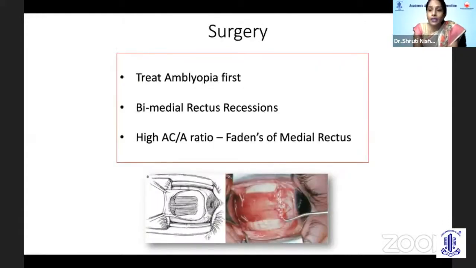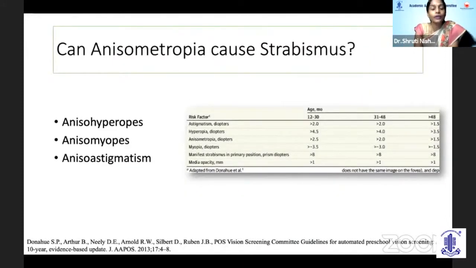Now, moving on to surgical considerations in esotropia and hyperopia, you always treat the amblyopia first because otherwise you have higher chances of consecutive exo. Preferred surgical modality would be bimedial rectus recessions, and if there is a high AC/A ratio, you add probably a posterior fixation suture of Faden or modified Faden or Scott's, whatever your procedure would be. All right, so finished with hyperopia.